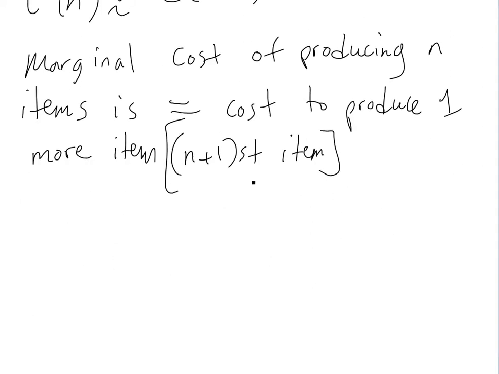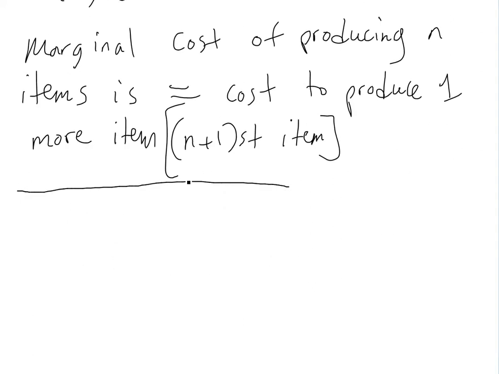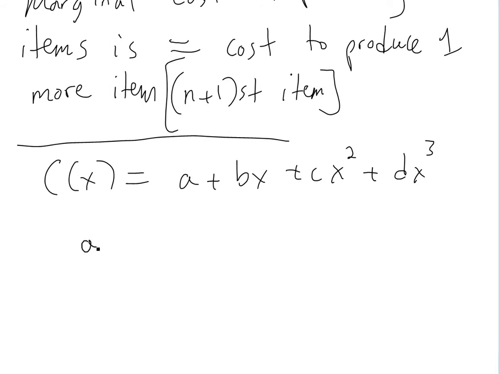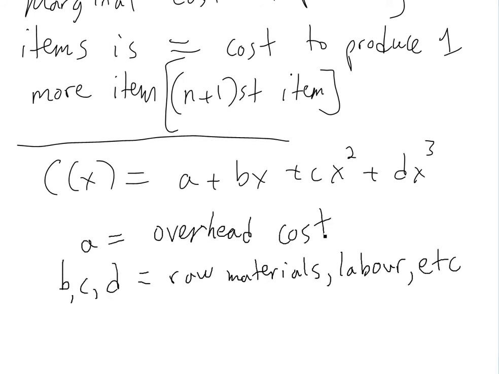So now, when we look at the cost function here, it's usually written as a polynomial. In this case, a plus b x plus c x squared plus d x cubed. So this is usually written as a polynomial, and a is usually given as overhead costs, and b, c, and d are usually given as raw materials or labor costs, etc.